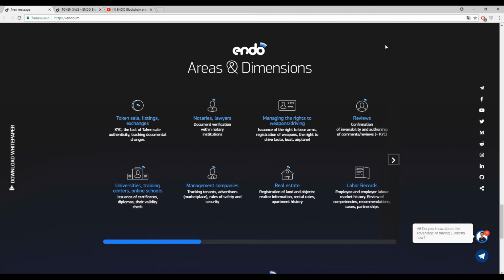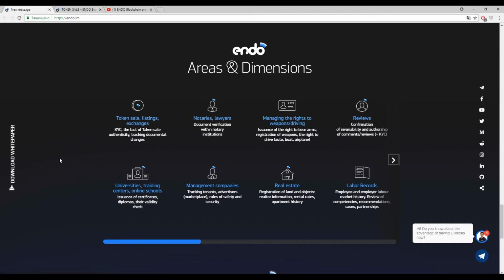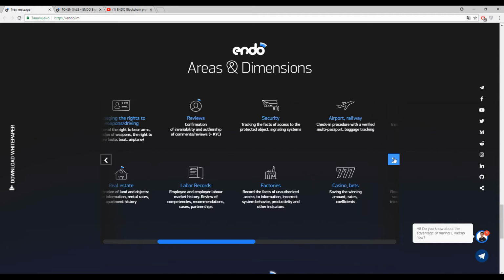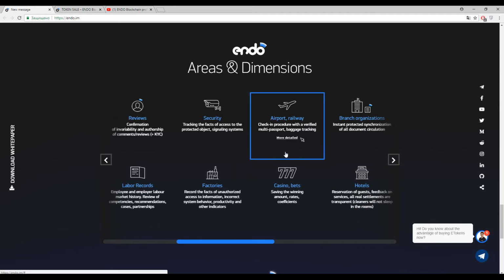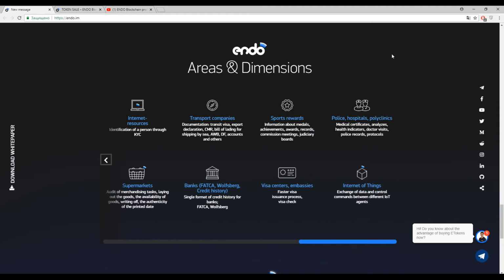Actually, we came to the list of areas and dimensions. As I have said before, guys, here you can hold almost every document about your real estate, certificates from your universities and training schools, and documents from lawyers and notaries. But actually, I thought that this is all, but this is not enough, guys. There are also documents from factories, casinos, airports, railways, hotels. As you have understood, the possibilities of this platform are really wide, and you could implement it in each centralized organization like banks or supermarkets or visa centers or somewhere like this.